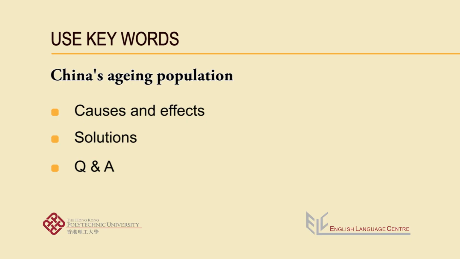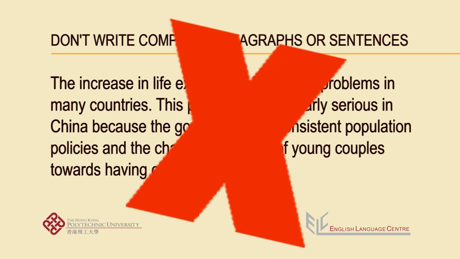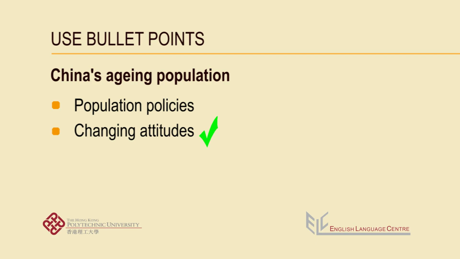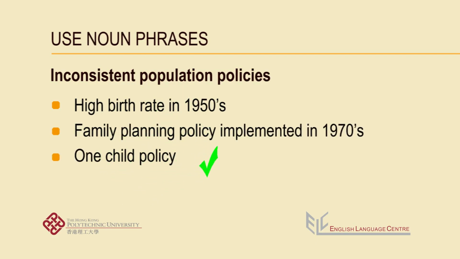Instead, choose only key points to highlight your information. You should not write in full sentences or paragraphs. Instead, choose key points and write them in bullet points. 3 to 5 bullet points on each slide will do. Use noun phrases and parallel structures. This makes your points far more effective.